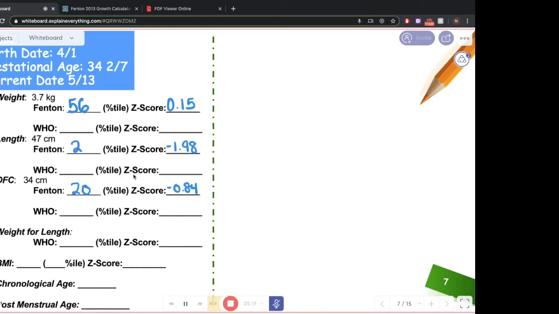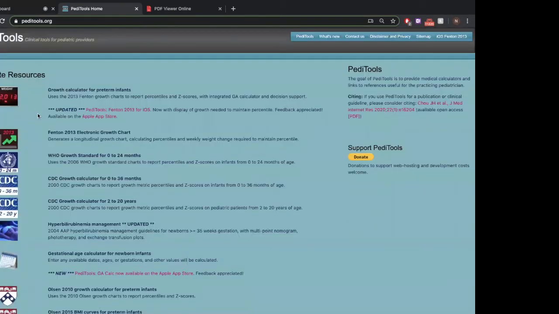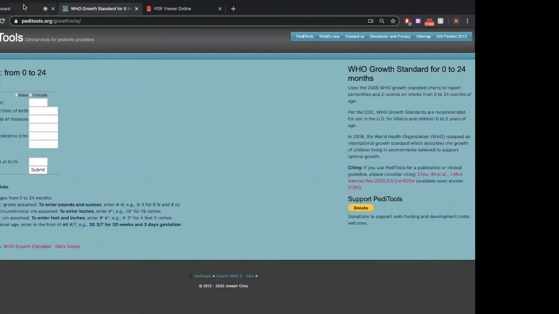So let's move on to the WHO. And we're going to use the WHO growth chart, which is from 0 to 24 months, because although we haven't calculated it yet, we know that this infant is going to be at a postmenstrual age that is greater than 40 weeks. So a little more than 0 months.